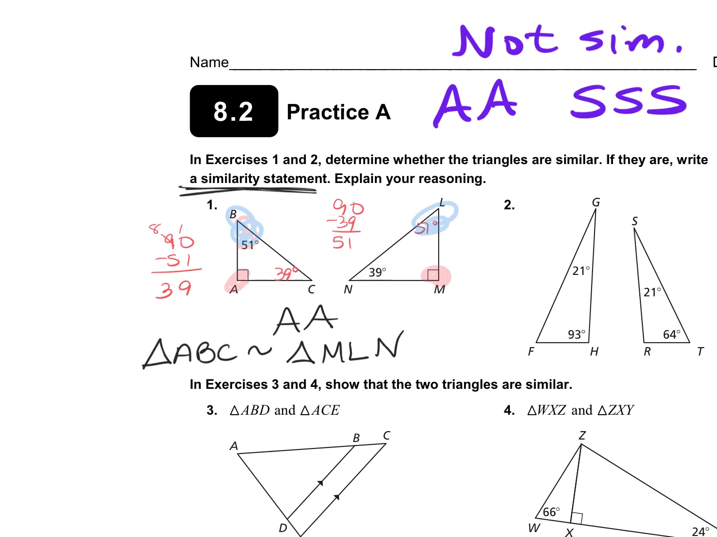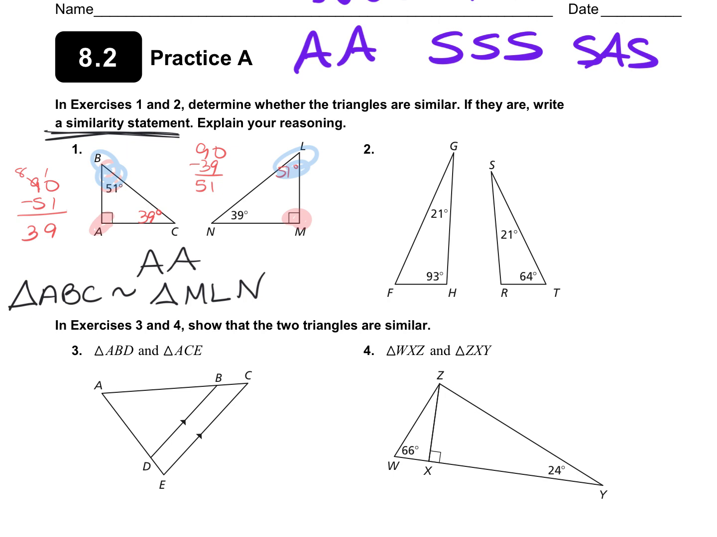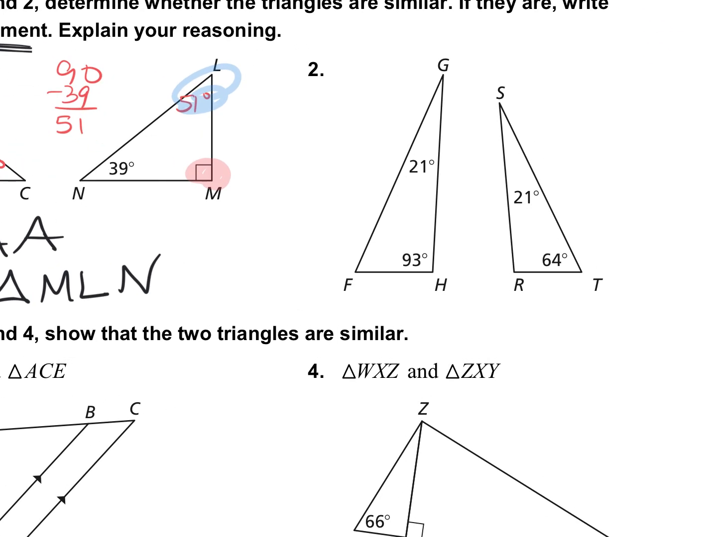Now, number 2, this is an example of a no answer. What you're going to need to do is the calculation to find the missing angle, or if it were sides being proportional, you would have to show that they didn't simplify to the same thing. So for this one, I need to add 21 and 93. I get 114. I need to subtract that from 180. So the angle is 66.